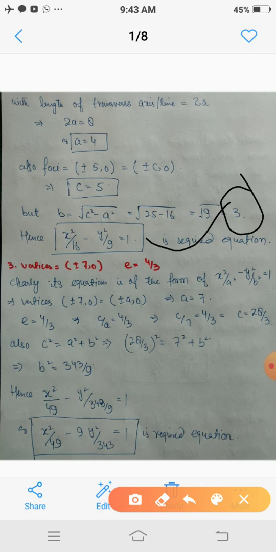Now question number 3: vertices are plus minus 7, 0 and eccentricity is 4 upon 3. Clearly its equation is of the form x square upon a square minus y square upon b square equals 1, because the vertices lie on the x-axis. That is why we take the coefficient of x square to be positive. When vertices are plus minus 7, 0, a equals 7. e equals 4 by 3, but e equals c by a, so c equals 28 upon 3. Also c square equals a square plus b square, which implies that b square equals 343 upon 9.